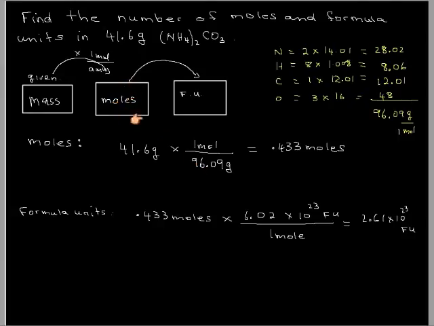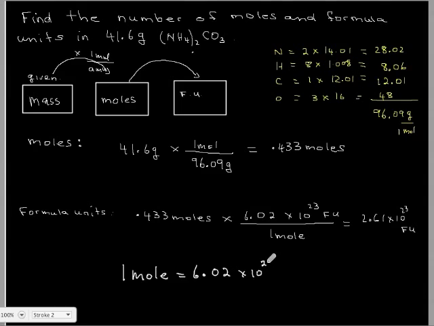If you need to figure out the formula units, take the number of moles given and multiply by the conversion factor, which is, remember, 1 mole is equal to 6.02 times 10 to the 23. Going from moles to formula units, you want to multiply by 6.02 times 10 to the 23 divided by 1 mole. So that's the conversion factor that we'll use going from moles to formula units. Again, the moles cancel out. Doing your math gives you 2.6 times 10 to the 23.